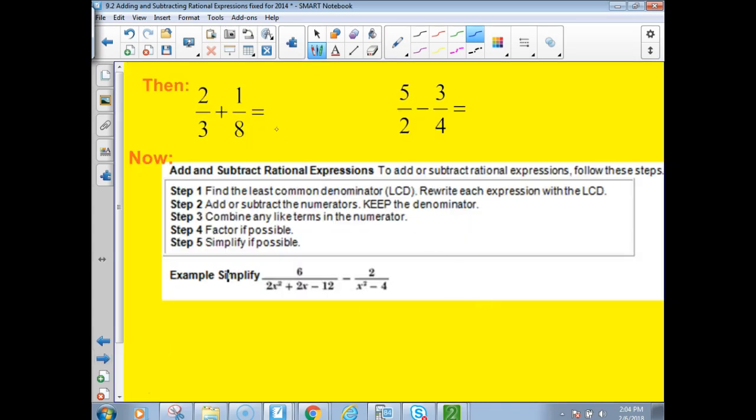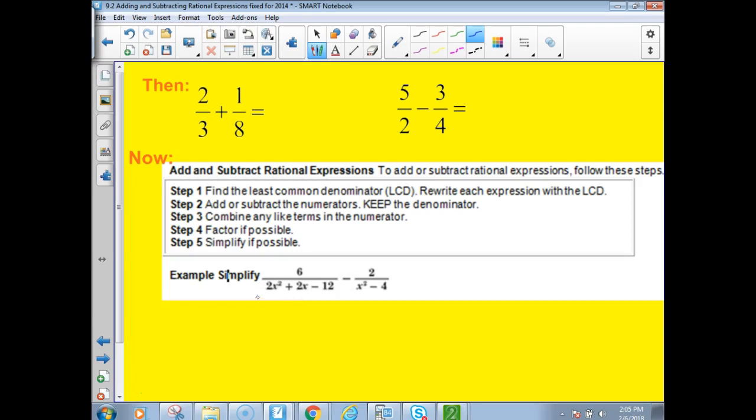All right, so again, I already showed you an example of then and now, so let's just move on to the steps here. To add and subtract rational expressions, follow these steps. First, you find the least common denominator, LCD, which is what we were just looking at. It's like doing an LCM. You rewrite the expression with the LCD. You add or subtract the numerators, and you keep the denominator. You combine any like terms in the numerator, and you factor if possible, and then you simplify if possible.